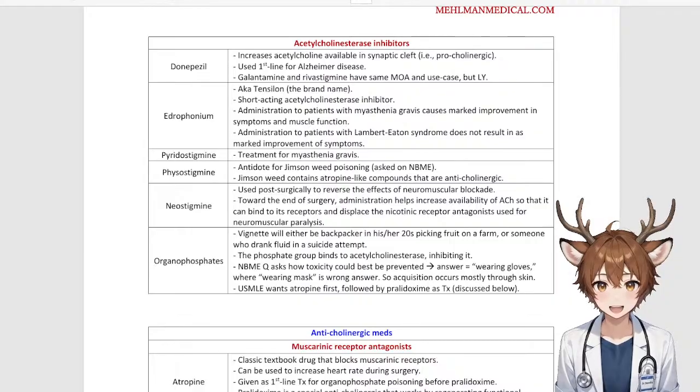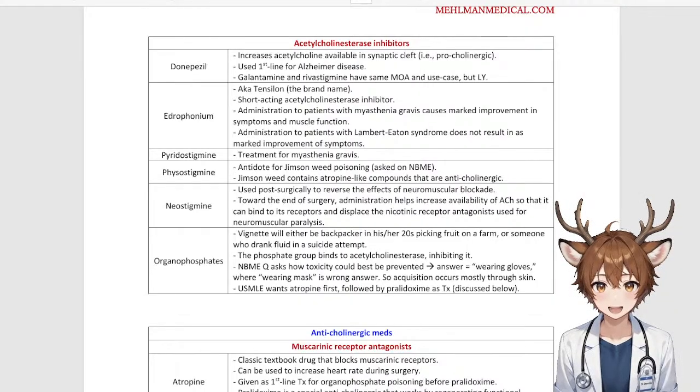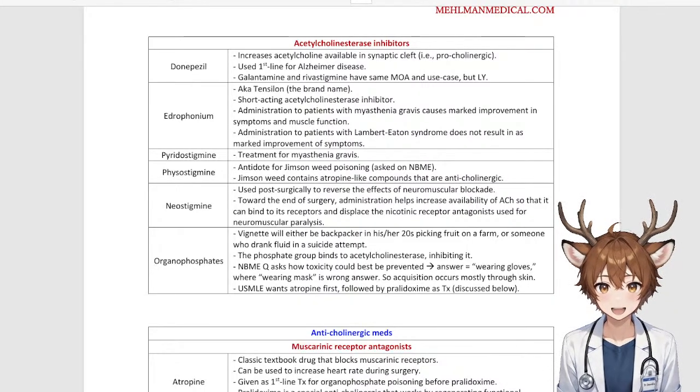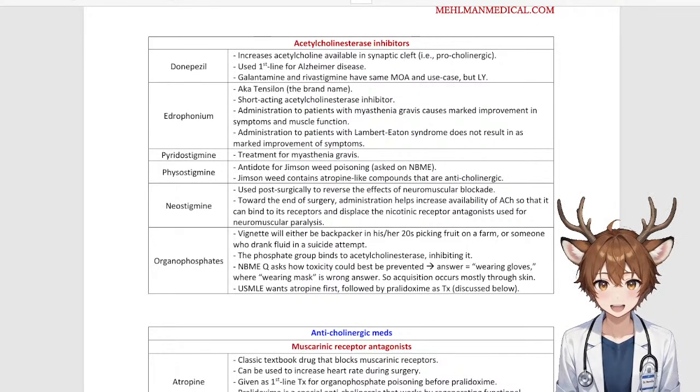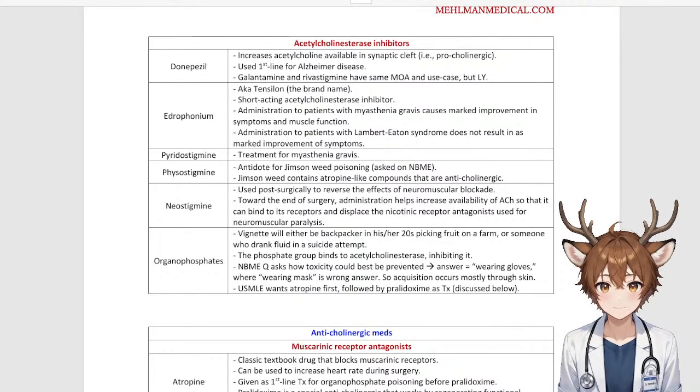But yeah, Lambert-Eaton syndrome also is not meaningfully improved by it. What about pyridostigmine? Treatment for myasthenia gravis. Physostigmine, antidote for Jimson weed poisoning, aka on NBME. Jimson weed contains atropine-like compounds that are anticholinergic.